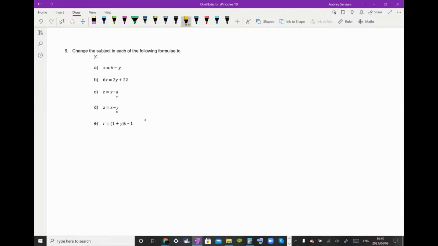So then we shall do exactly that. Somebody tell me, how do we deal with A? How do we make y the subject of the formula there? What must we do? How do we make y the subject of the formula over there?